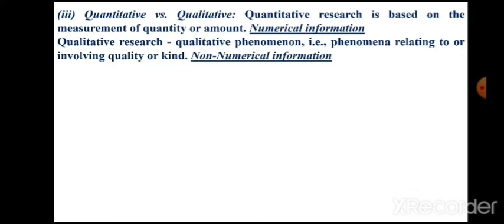In contrast to that, qualitative research is related to qualitative phenomena that decide the quality, and in contrast to the earlier one, it is based on information obtained in non-numerical form. So non-numerical information that involves the quality or kind, phenomena related to quality or kind, is called qualitative research.